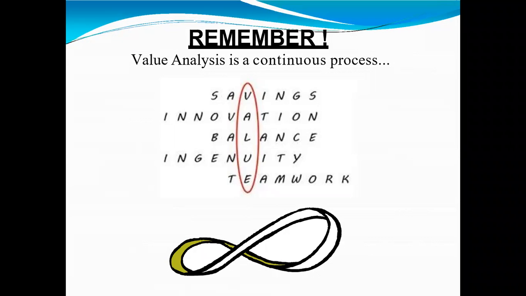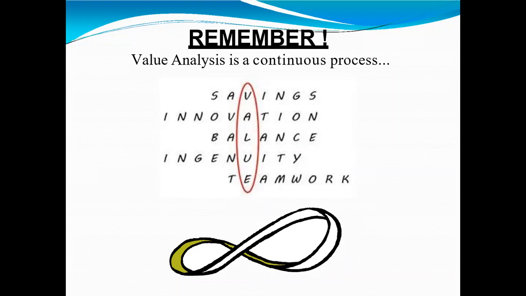unity, and teamwork. If you select each letter from this process: savings means save money, save time. Innovation means develop new ideas, new products. Balance means make the balance between function and cost. Unity means improve functions, reduce the cost. And this is possible with the help of teamwork. So this is not the job of only one person.